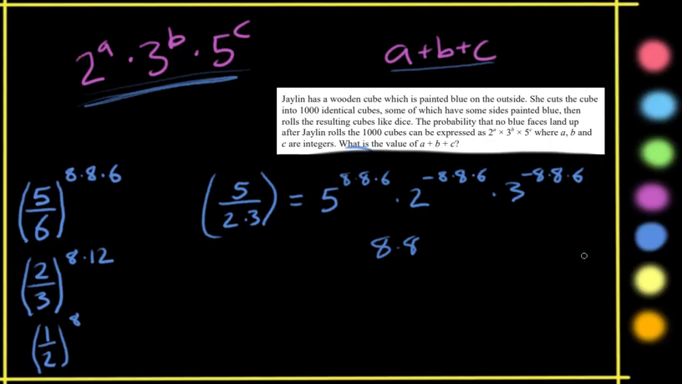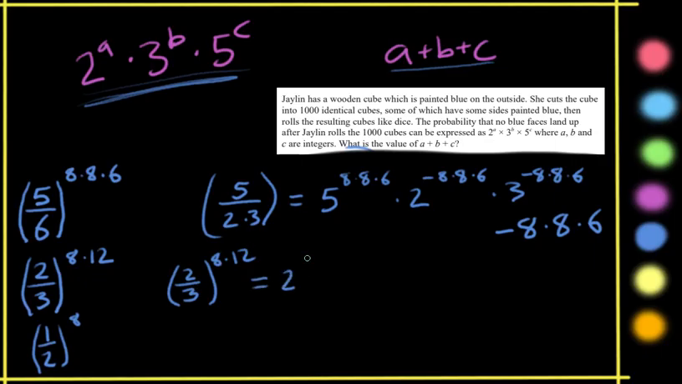So let's put that for this one. It's minus 8 times 8 times 6. And then for the next one, we have 2/3 to the 8 times 12. Well, this is going to be 2 to the 8 times 12 times 3 to the minus 8 times 12. So when you do the sum of the exponents here, it's just going to be 0 because you have some positives and negatives and they all cancel out. So this one's just going to be 0.